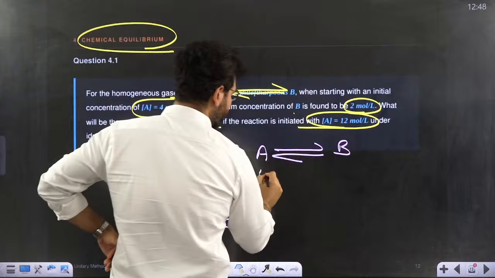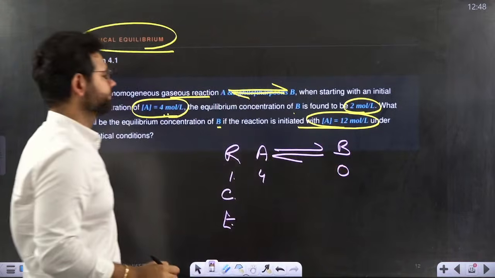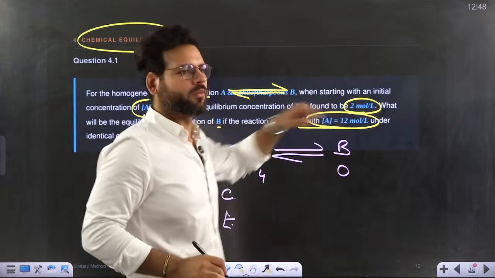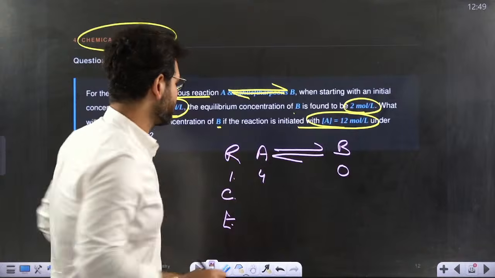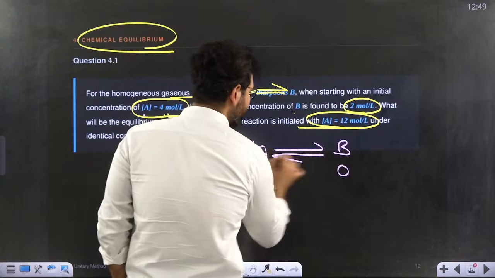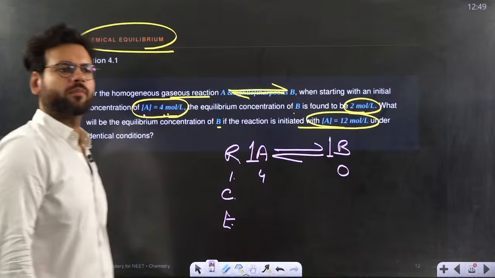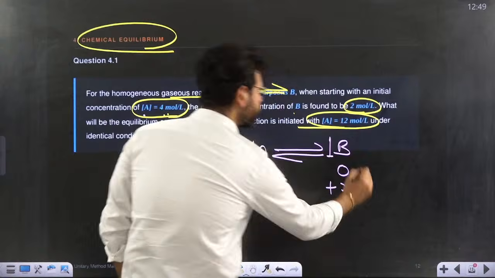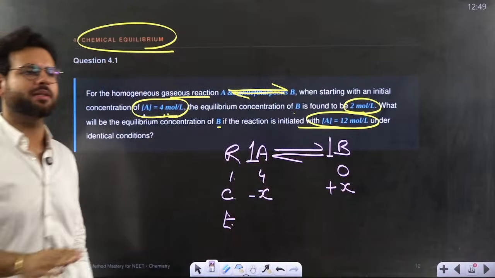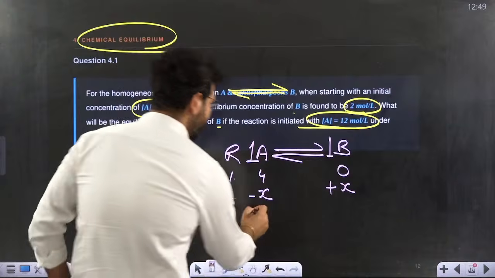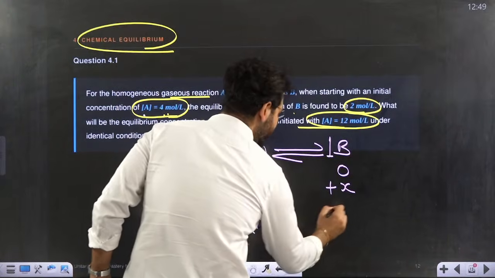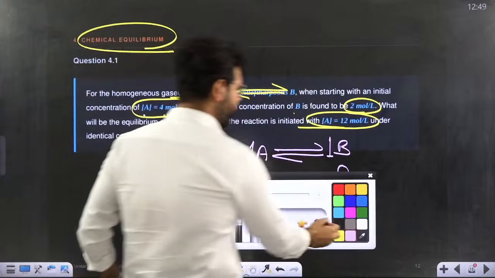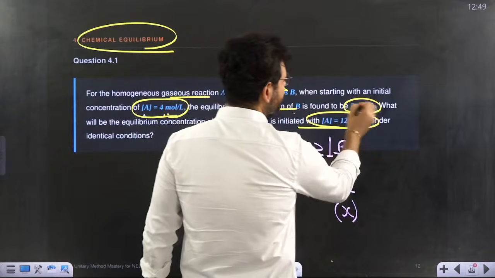Initial concentration was 4 mole here, it was 0 here. Initially, if I start with 4 mole of A, at equilibrium B was found to be 2. So at initial this was 4, this was 0. Now you think if one of this breaks, then one of this will form. So if I say X of A will break, X of B will form. So change in A is minus X because A is breaking and B is forming. So it is remaining 4 minus X and B is remaining X. Simple. And for this we can say now equilibrium concentration of B is found to be 2 mole per liter.